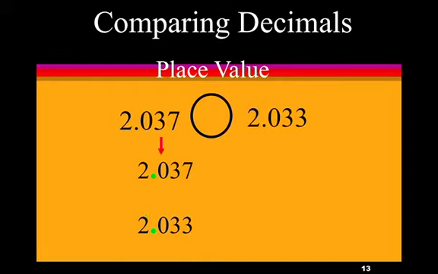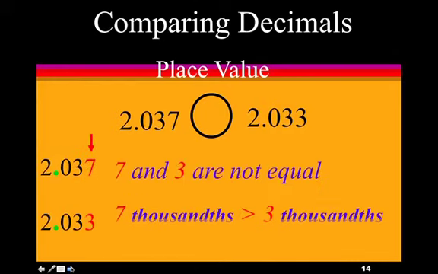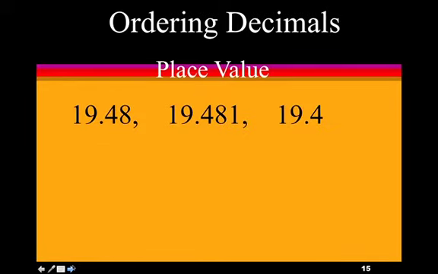So I continue with the next column, the tenths column. It's 0 and 0. I cannot know again which one is greater. So I go to the third line, my hundredths column. It's 3 and 3. I continue with the next column, the thousandths column. And I can see that 7 and 3 are not equal. 7,000ths is greater than 3,000ths. So I know that 2.037 is greater than 2.033.